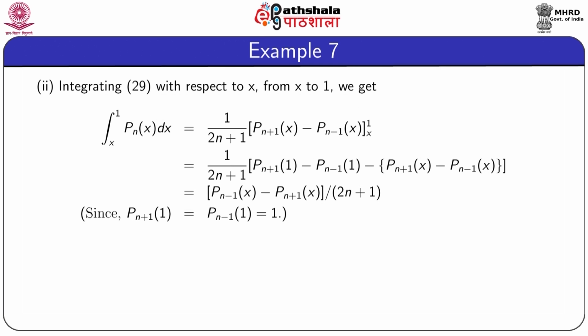In the second part, we have to integrate 29 with respect to x from x to 1, and we will be getting the integration from x to 1 of P n x dx is equal to 1 by (2n plus 1) times (P n plus 1 x minus P n minus 1 x) from x to 1. If we integrate this and simplify, we will get (P n minus 1 x minus P n plus 1 x) divided by (2n plus 1), because P n plus 1 and P n minus 1, both the values are equal to 1, and 1 minus 1 gives you 0.